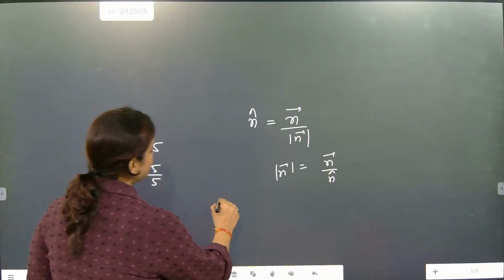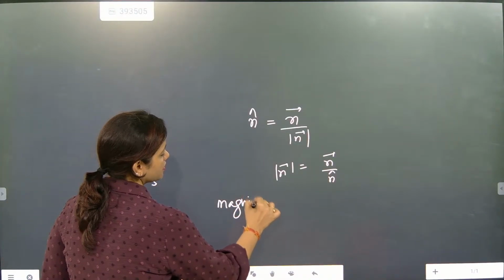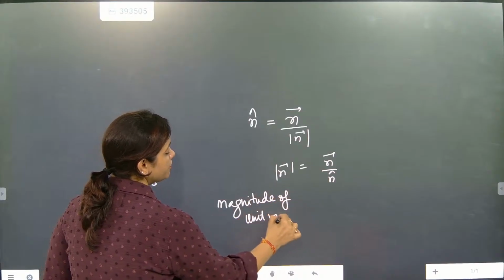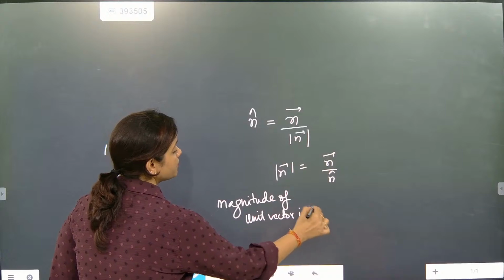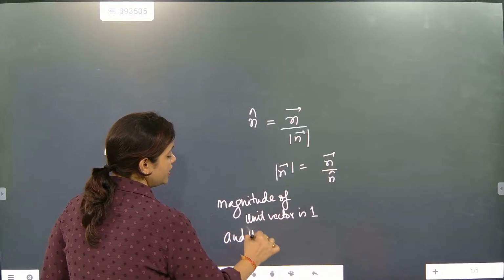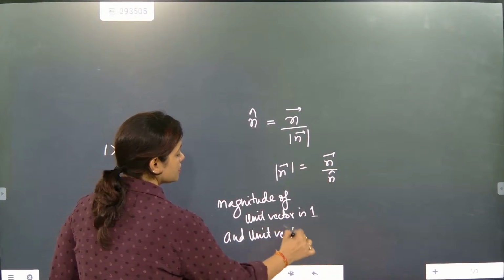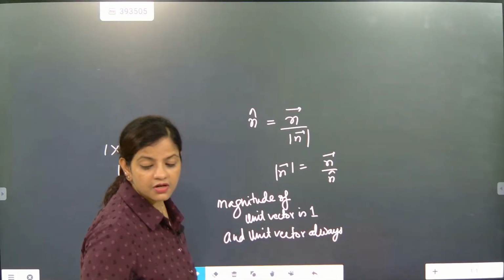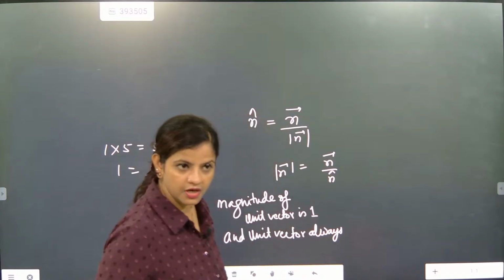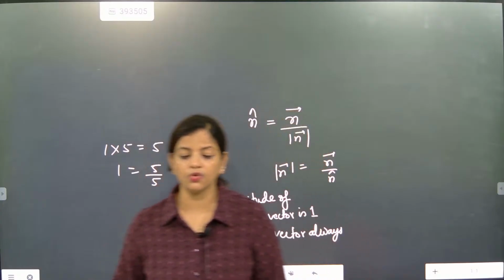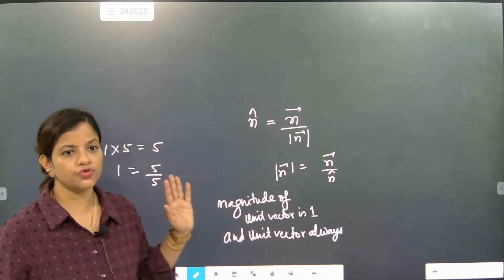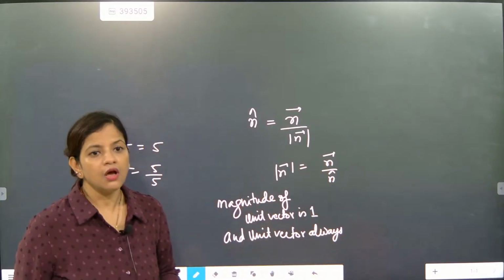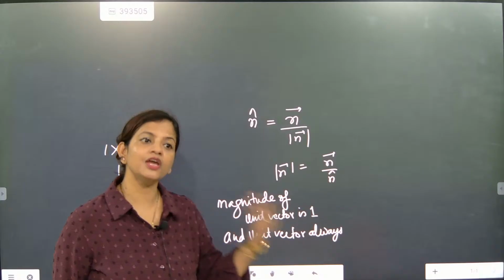Okay, so the magnitude of a unit vector is 1, and a unit vector always indicates direction. Understood? A unit vector is well known to give a direction. So we are implementing the unit vector for putting direction. Wherever we can't put direction, we put a unit vector.